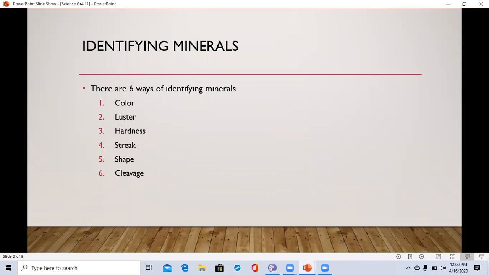So first of all, there are 6 ways to identify your minerals. The first one, we'll be looking at color, then luster, thirdly, hardness, then streak, fifthly, shape, and then the cleavage. We'll be looking at each single one of them individually and how you can identify minerals by looking at these ones.